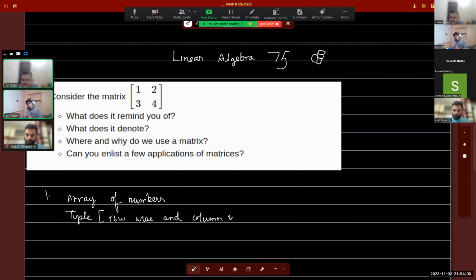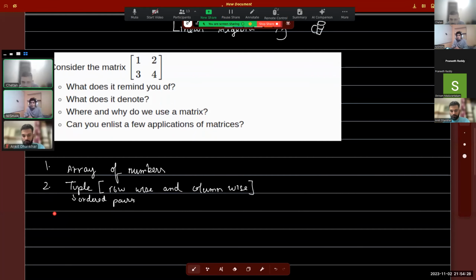Tuples or ordered pairs. Are tuples ordered pairs, Chetan? I'm forgetting. Yeah. No, tuples are ordered pairs, right? Yeah, you can think of them like that. And I think Swapnil said something as well. What was it, Swapnil, that you said?